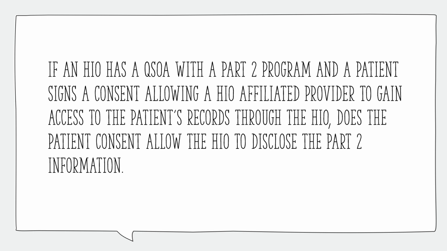But that needs to be obtained in the initial consent form. So your consent forms need to be well thought out here. The Part 2 consent provision requires that a consent form include the specific name or general designation of the program or person permitted to make the disclosure. So we need to be specific or just general enough.